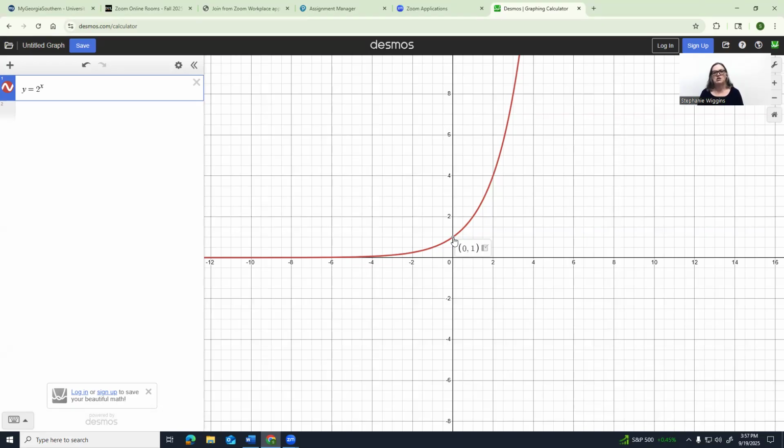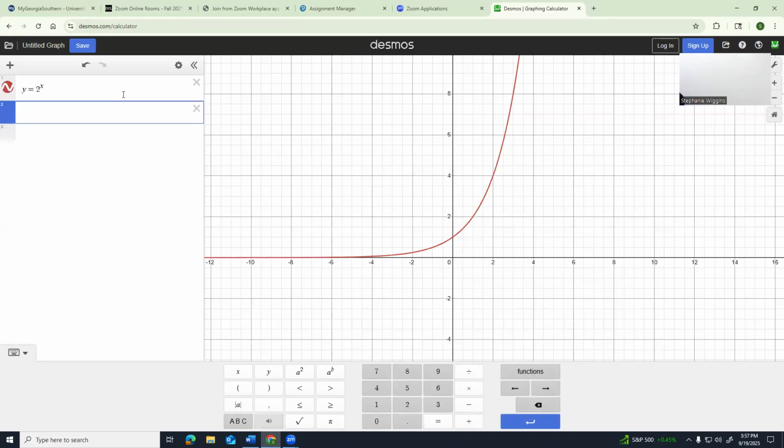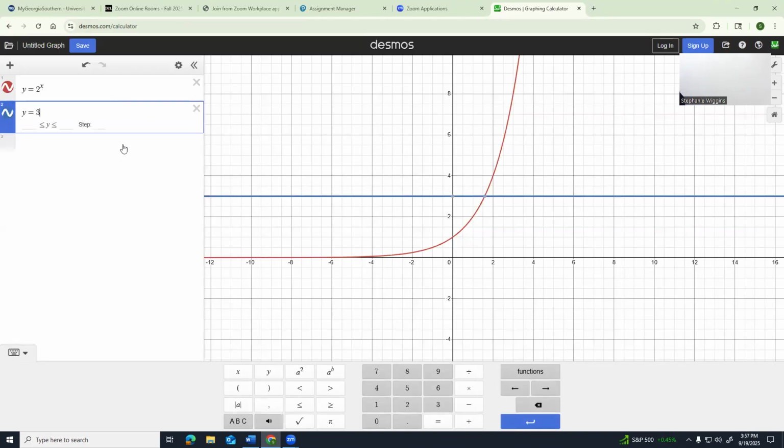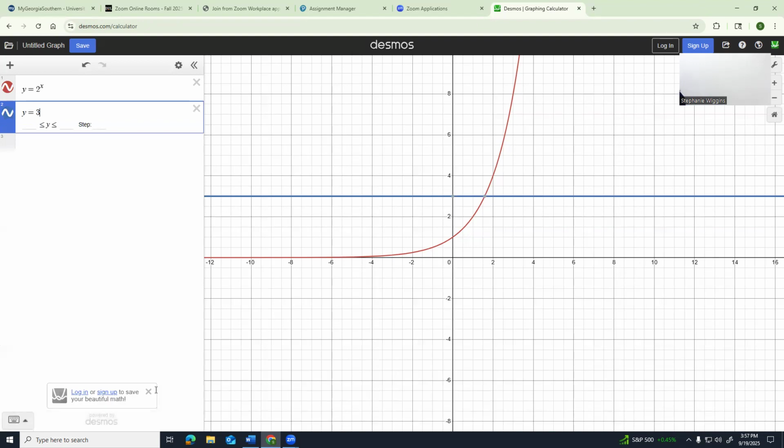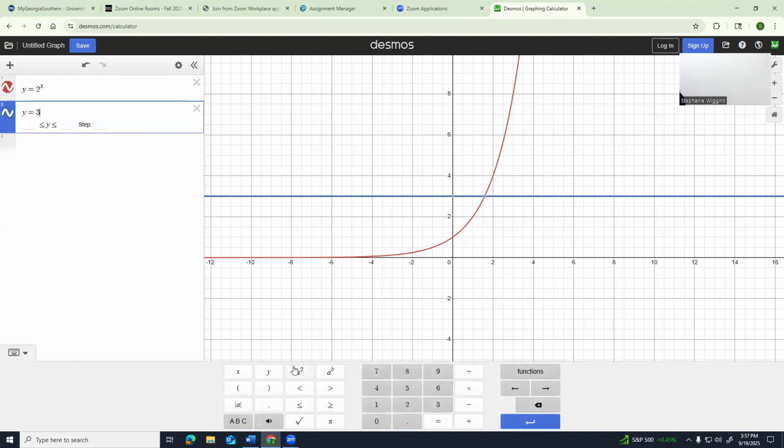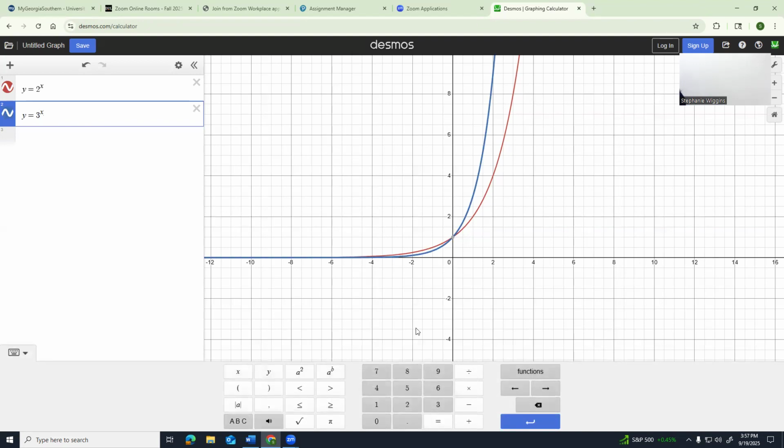Whatever your base is doesn't matter. Every exponential function, no matter what the base is, if you raise it to the power of 0, you're going to get 1. So (0, 1) is a point on the graph. And you can see if I put in a different exponential function, y equals, let's say, 3 to the power of x, the shape is a little different, but it still passes through the point (0, 1).